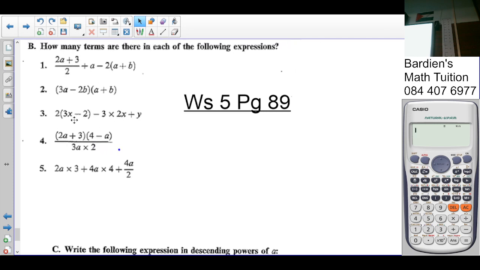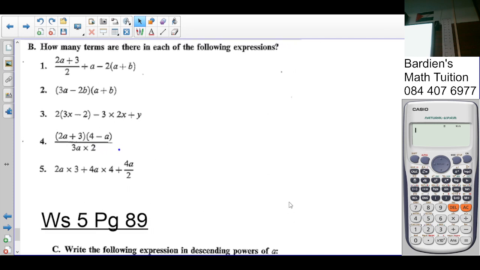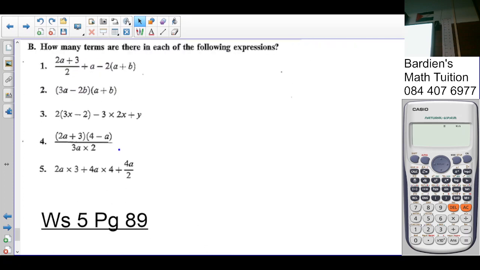Let's look at B. How many terms are there in each of the following expressions? So how many terms are in the first one? 3 terms. Absolutely correct. Negative and positive sign separates terms, so it makes them 3. So it's 1, 2, 3. 3 terms.